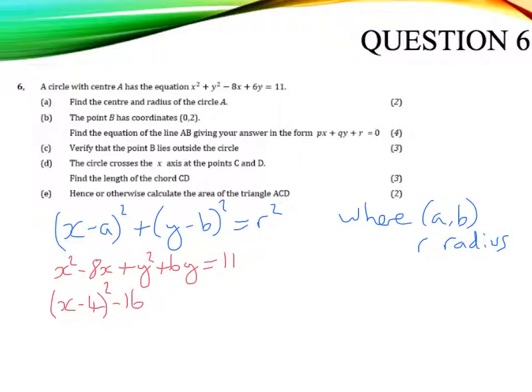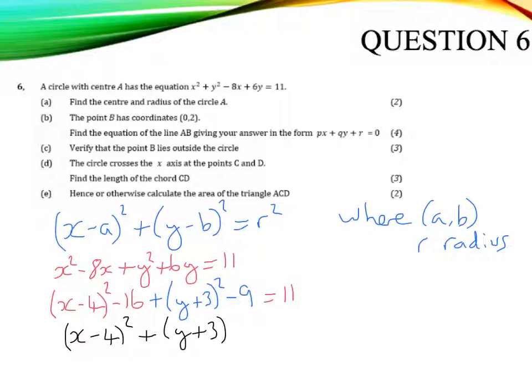Now I'm going to do the next bit. I'm just going to do it in a different colour so you can see the difference, and we'll do (y plus 3) all squared minus 9, and this equals 11. So now I need to collect together all of my values. Minus 16 minus 9 is minus 25. Add 25 to both sides gives me 36 on the other side. So I've now got (x minus 4) all squared plus (y plus 3) all squared equals 36.